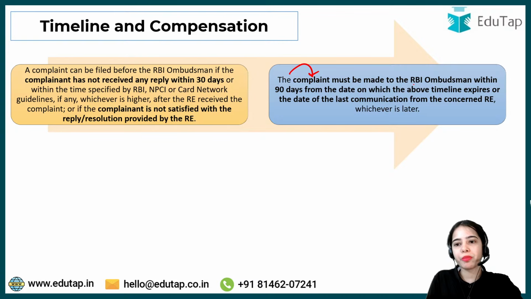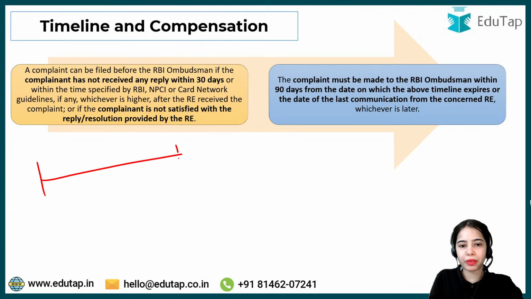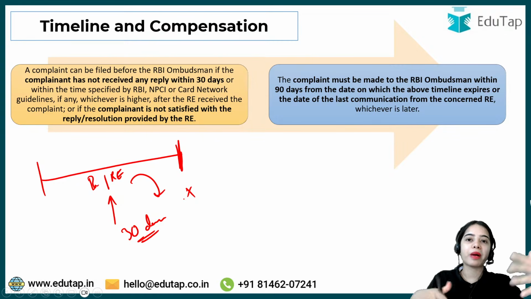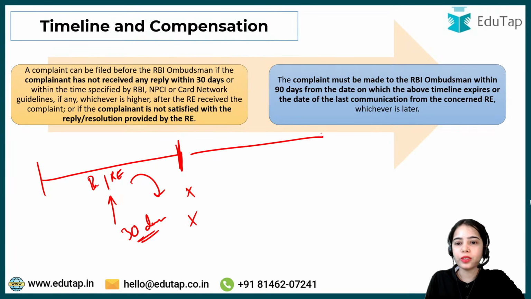So the complaint must be made to the RBI ombudsman within 90 days. Initially 30 days were provided. First of all, you have to raise your complaint with the bank or with the regulated entity. A 30-day time period is there for the bank to reply to your complaint. Even after 30 days the bank has not replied, or maybe within the 30 days the bank has replied, but the reply is not satisfactory. In this case, you can go to the RBI ombudsman within 90 days.